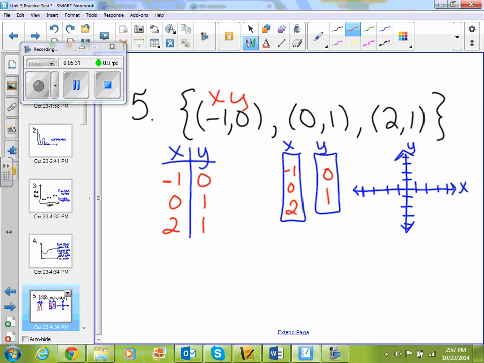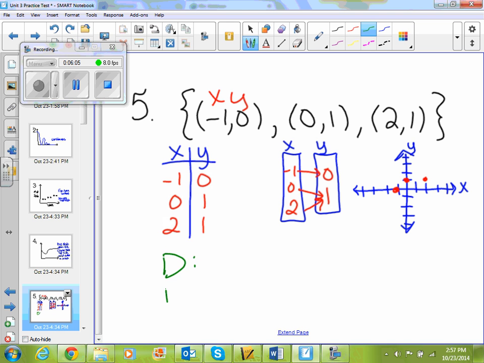I do not put the 1 twice. You only put the 1 one time. Okay? And to finish that mapping diagram, we have to map those numbers to each other. So I know that negative 1 maps to 0, 0 maps to 1, and 2 also maps to 1. Okay? And the last part of that problem was graphing. So negative 1, 0, 0, 1, and 2, 1. Okay, do I connect my points? No. Okay.